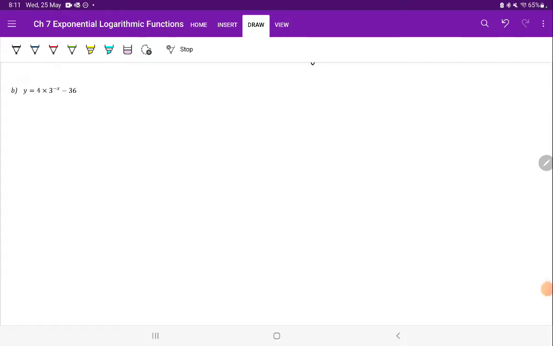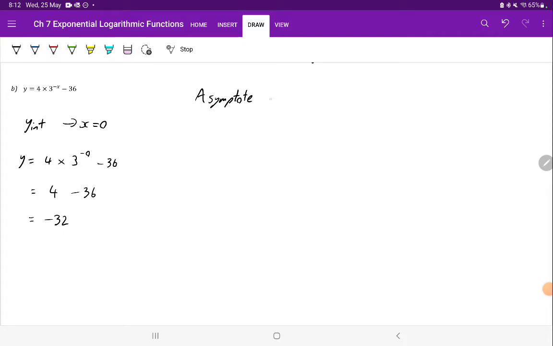Alrighty, so in this case we have got the y-intercept is when x equals 0. We get y is equal to 4 times 3 to the negative 0 minus 36. Negative 0 is just 0, so this is just 4 times 1, which is 4, minus 36, which is minus 32. So quite a negative number, but that's okay. But strangely enough, my asymptote is also a very small number. So my asymptote is y is equal to negative 36.